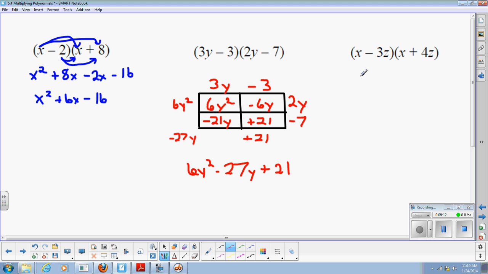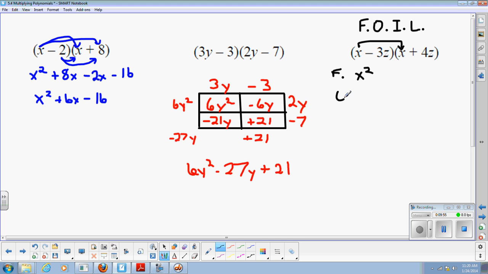Okay. The third method actually is very similar to the distribution one, but it actually has a name. The name of that is called FOIL. Okay. And what that is is this. It's called first term for F. I multiply the first terms together. So x times x is x squared. That's F, first term.